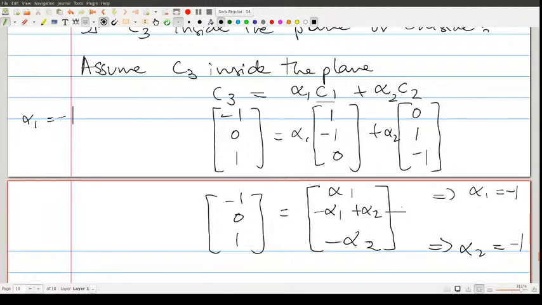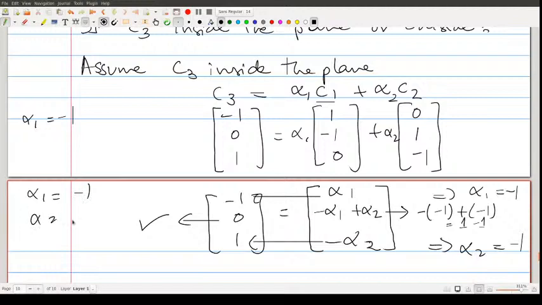And now I can just check whether this holds, right? So minus alpha 1, so minus times minus 1, plus alpha 2, which was also minus 1, gives me 1 minus 1. So from this row I found alpha 1, from this row I found alpha 2, and in this one I just plugged in to check whether this was consistent or not. And so this satisfies alpha 1 and alpha 2. If I take alpha 1 to be minus 1 and alpha 2 to be minus 1, I get this third vector. Right, so the solution is minus 1 and minus 1.